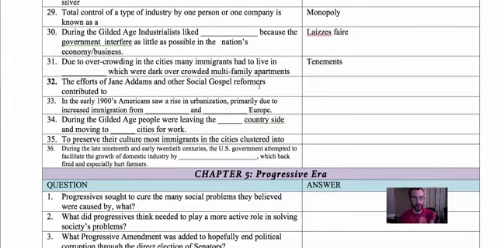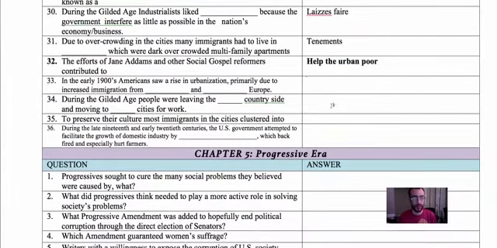32. The efforts of Jane Addams and other social gospel reformers contributed to what? Well, they're going to help the urban poor. Help the urban poor. Remember that word urban? That word urban is going to be like city. People that live in cities.